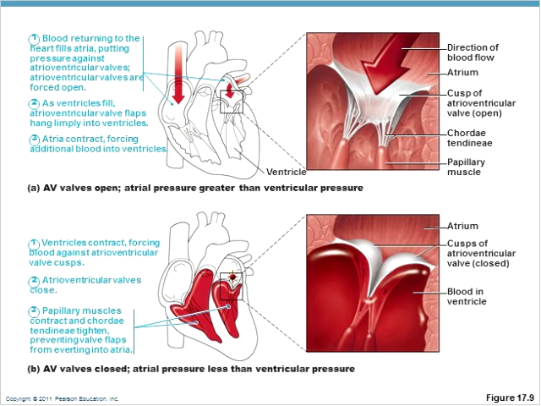In the world of heart sounds, that's the lub. The first heart sound is really the atrioventricular valve closing. The papillary muscles contract and the chordae tendineae tighten, preventing the valve flaps from everting into the atria, so they close right up.